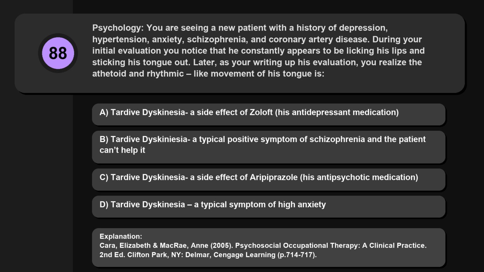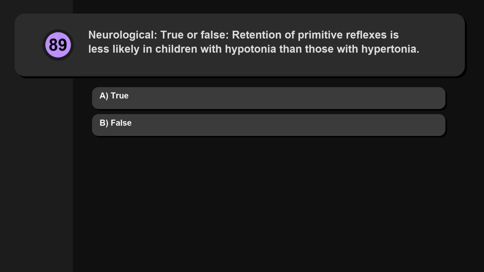Question 89. Neurological. True or false: retention of primitive reflexes is less likely in children with hypotonia than those with hypertonia. Option A, true. Option B, false. The correct answer is option A, true.